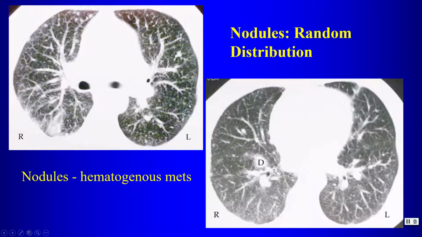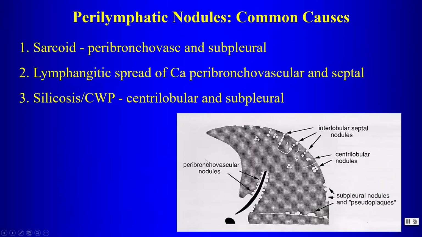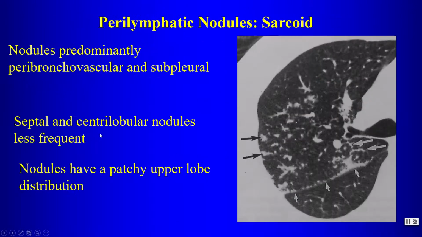Notice here that there's more of a difference in the size of the nodules, which might make you more suspicious for metastatic disease. Perilymphatic distribution of nodules. So here we look for a distribution of nodules along the fissures, along the subpleural regions, along the peribronchovascular regions. And the diseases we think about when we have a perilymphatic distribution of nodules are sarcoid, lymphangitic carcinomatosis, and silicosis occasionally, and coal workers' pneumoconiosis might also give you a perilymphatic distribution of nodules.